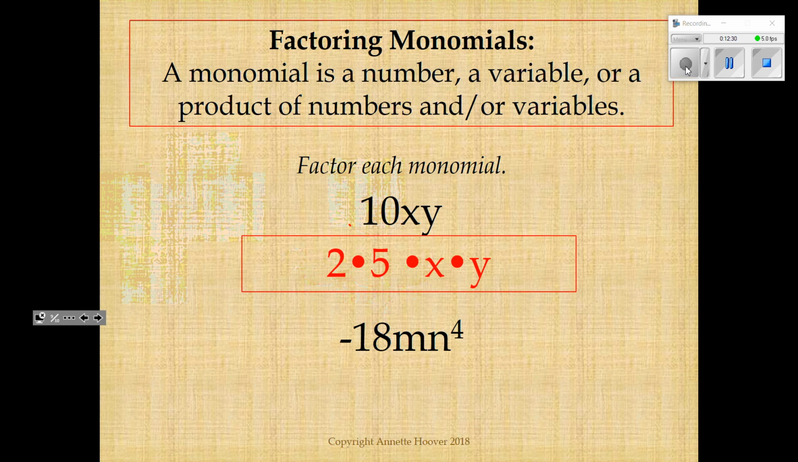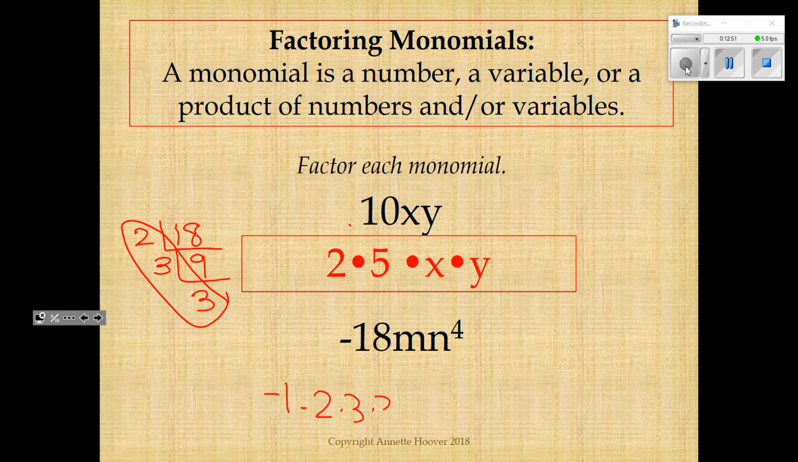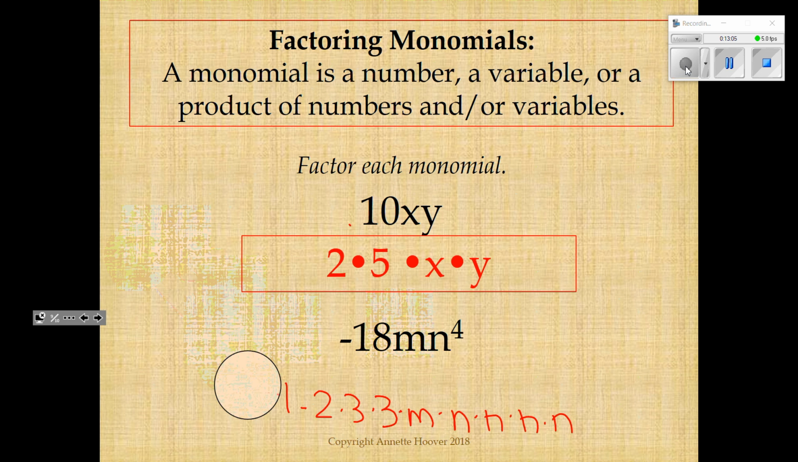In the next one, notice we have a negative number. So the first thing we're going to do is write down a negative 1. We have 18. 18 is not prime. It's even, so we divide by 2, which is 9. That's not even, so let's check 3. Can we divide by 3? We can. 9 divided by 3 is 3. That's a prime number, so we know it's times 2, times 3, times 3. There's one invisible m right there. There's one m, and there's 4 n's. 1, 2, 3, 4. There is negative 18m n to the fourth power in prime factorization, in factored form.